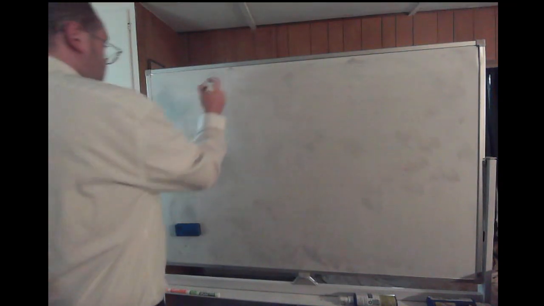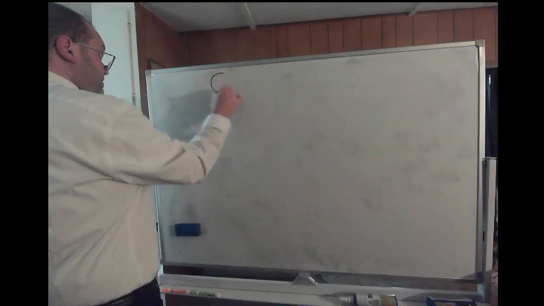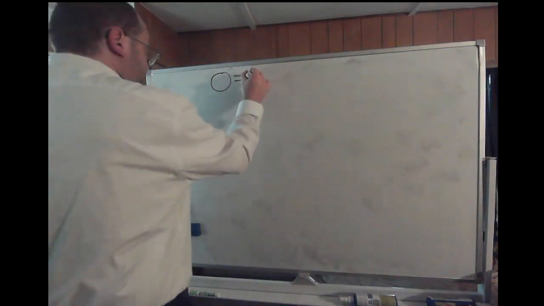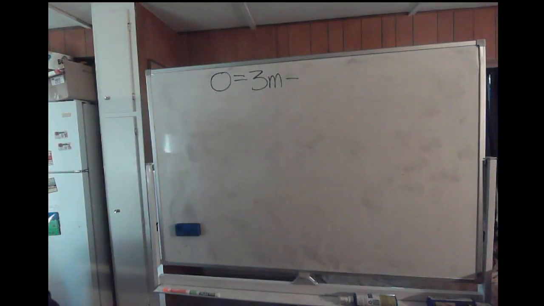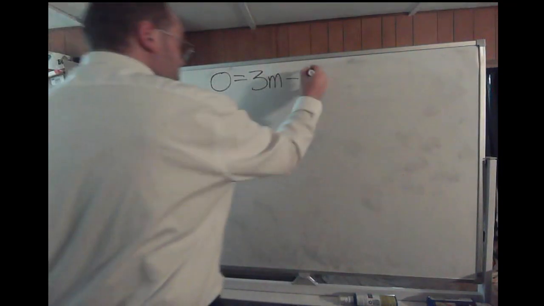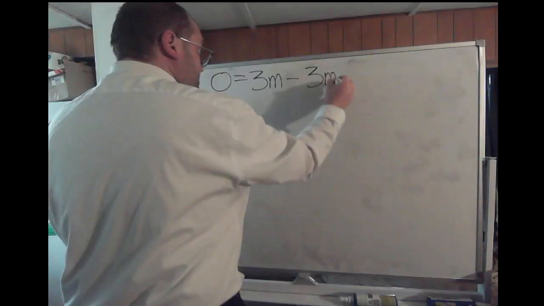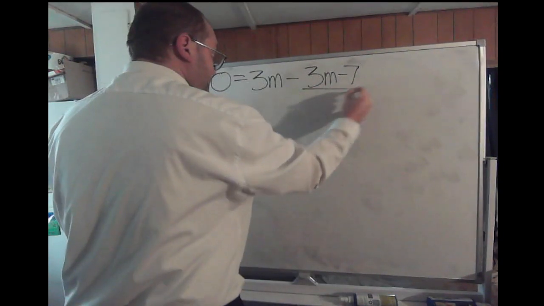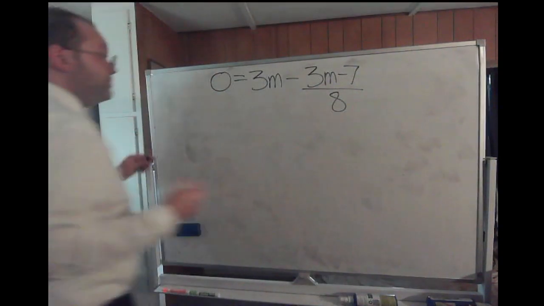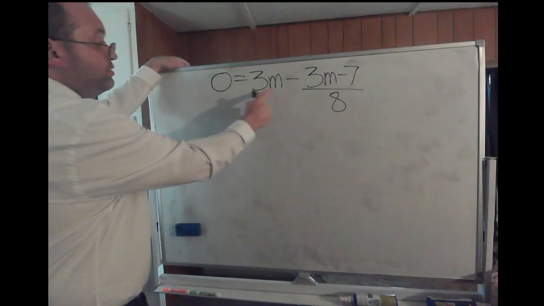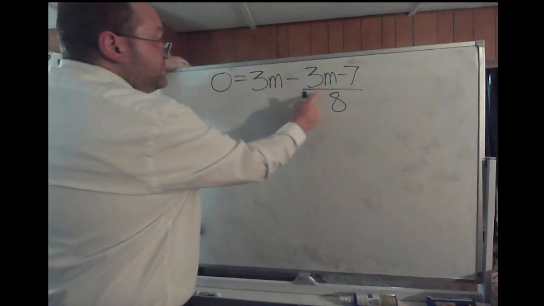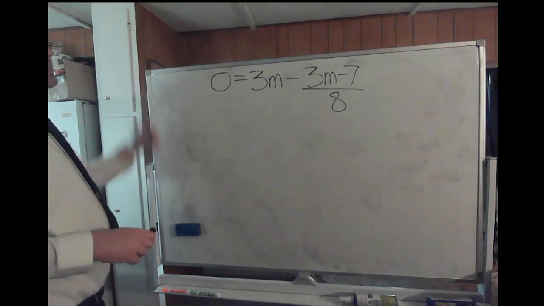Alright, 4 more. 0 equals 3m minus 3m minus 7 all over 8. This one actually won't be too bad. So 0 equals 3m minus 7 all over 8.